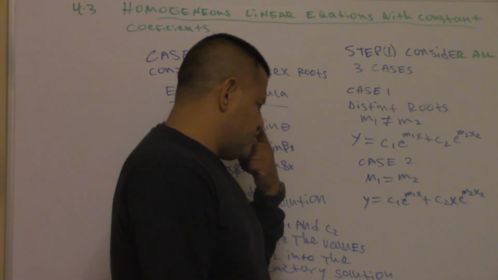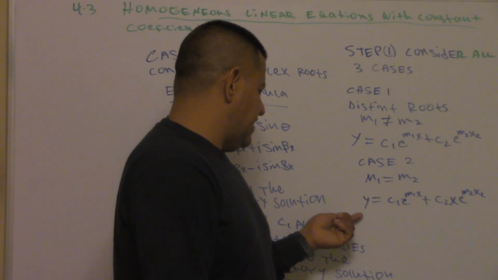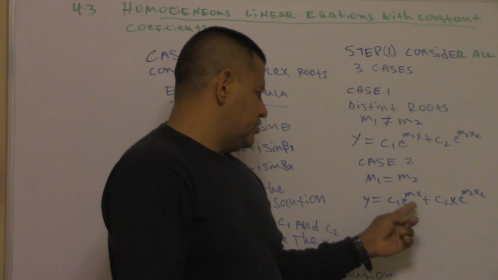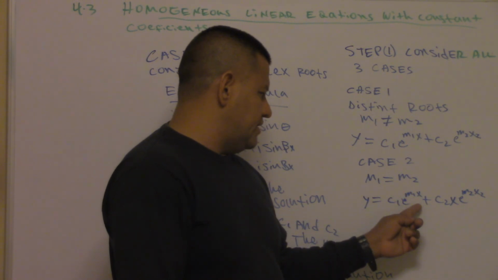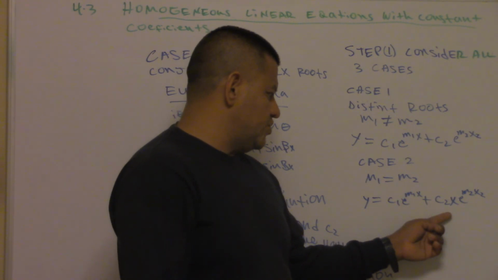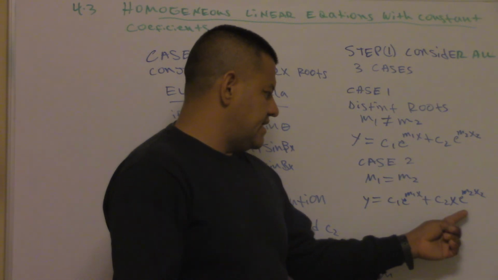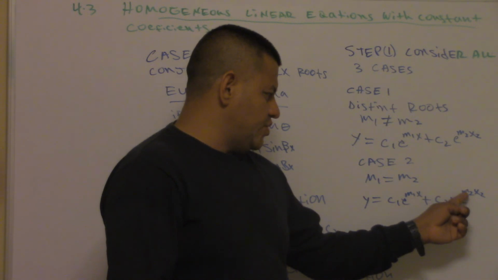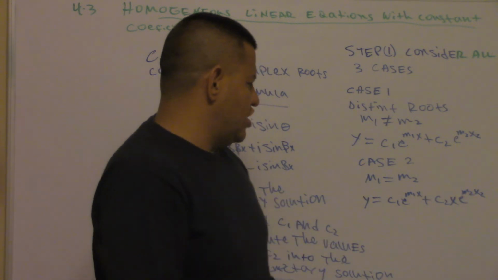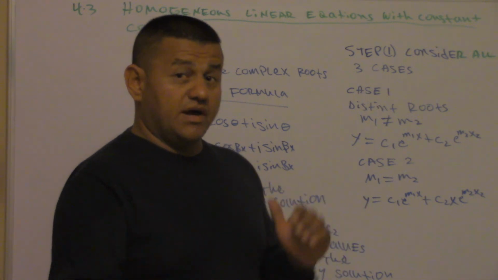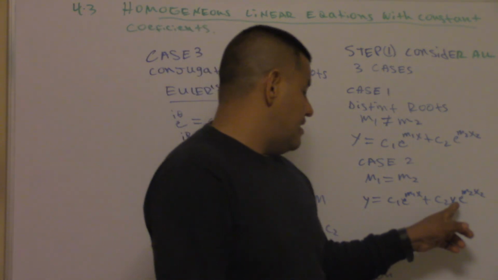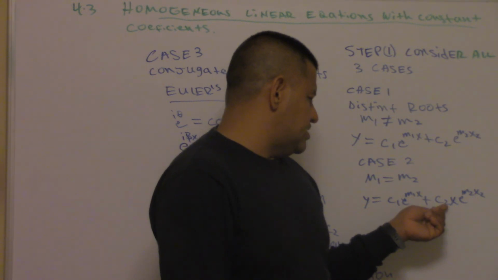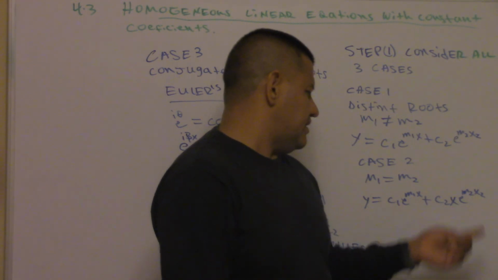Now the complementary solution is going to be as follows: y equals C1 e to the m1x plus C2 times x e to the m2x. So the only difference between case 1 and case 2 is that we add an x in front, between C2 and e.